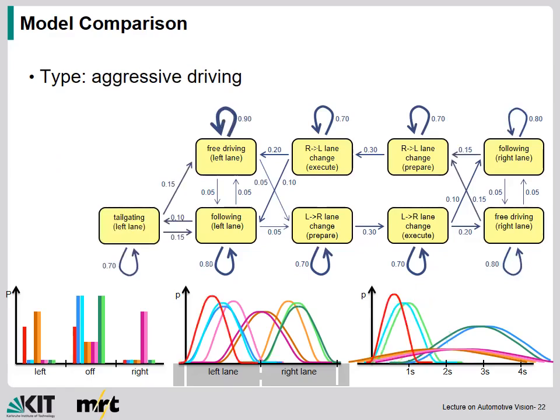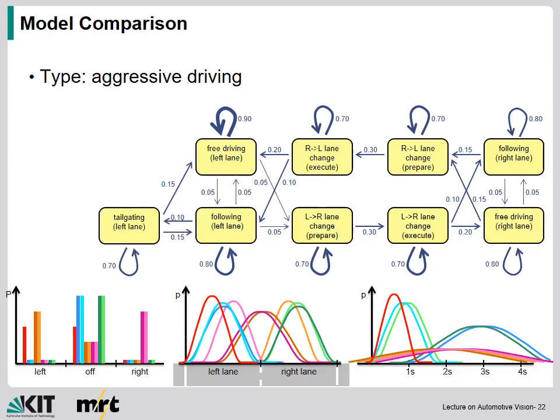Another case would be a very aggressive driver. Of course, here as well we could shift the observations and reduce the time gaps that we expect to find, and also increase the probabilities to drive on the left lane instead of driving on the right lane. We even could add additional states, for instance a tailgating state, for a driver that drives on the left lane with a very small time gap and somehow tries to force the vehicle ahead to leave the left lane.